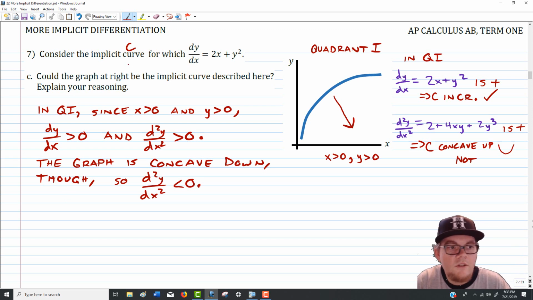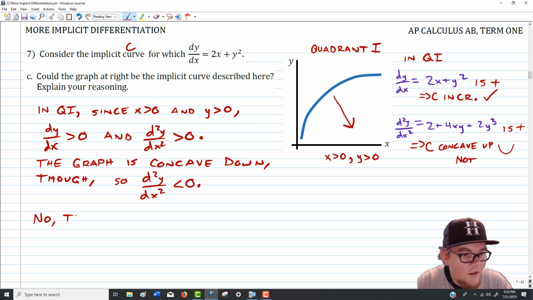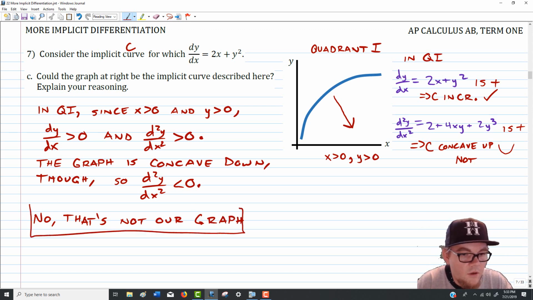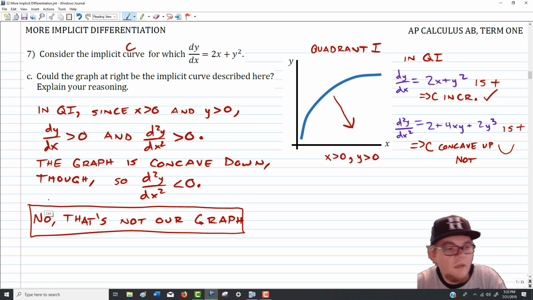So the answer to the question is, could this graph at right be the curve described here? Well, no, it can't, because the second derivative doesn't match. It needed to be positive, and here it's clearly negative. So no, that is not our curve. To answer our question, we had to make sure we answered the question of could it be? No, it can't. And so there's our work.